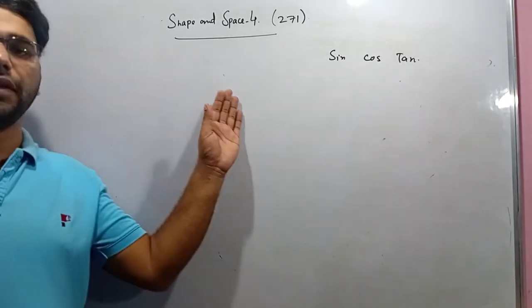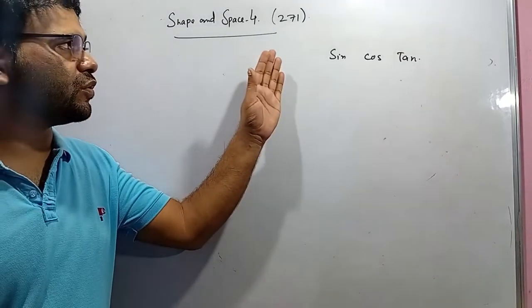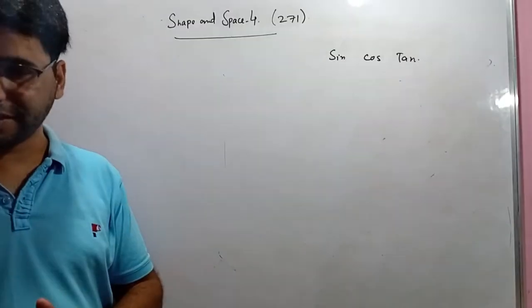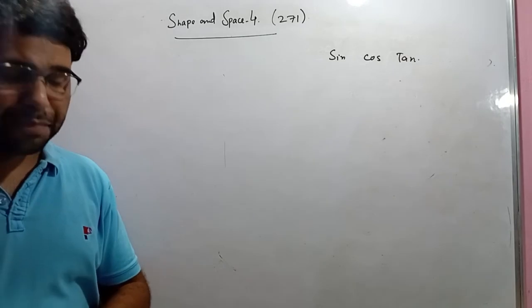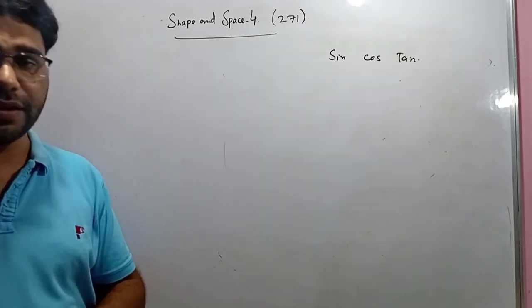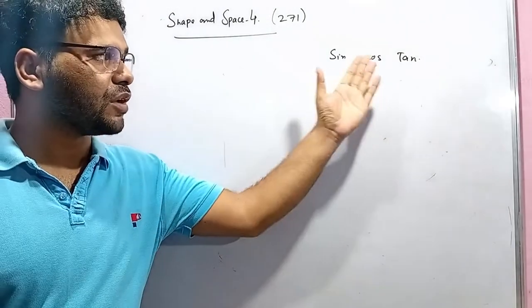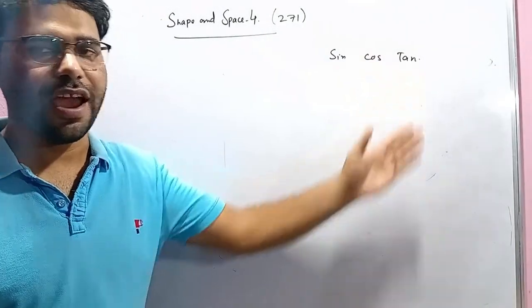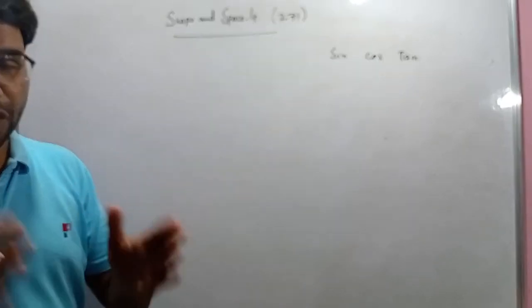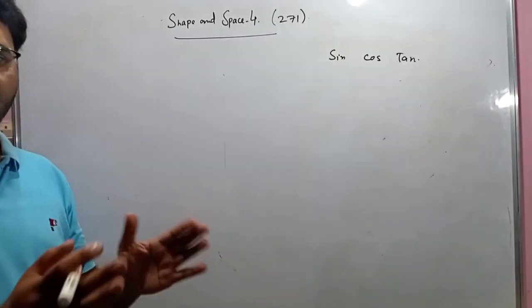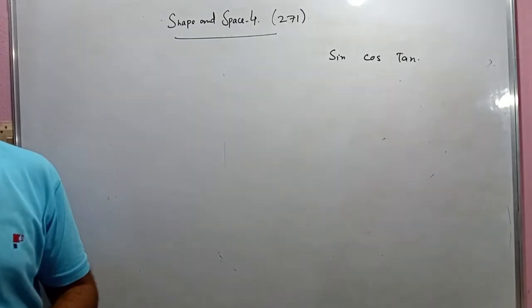In this video, we will learn Shape and Space 4. This is one of the most important chapters in your textbook. You can see the page number 271. In this chapter, we are using the trigonometric ratios like sine, cos and tan. I hope that you have gone through these things in the previous chapter. So let's have a brief introduction about that.